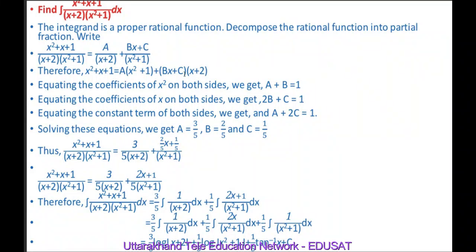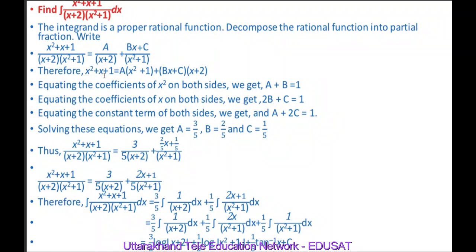Now to find the values of a, b and c, we will equate the coefficients of x square, x and constant terms on both sides. On the left hand side the coefficient of x square is 1. On the right, the coefficient of x square is a if we multiply by a. Then we have bx and x, so bx into x gives bx square, so the coefficient of x square is b. So a plus b equal to 1.